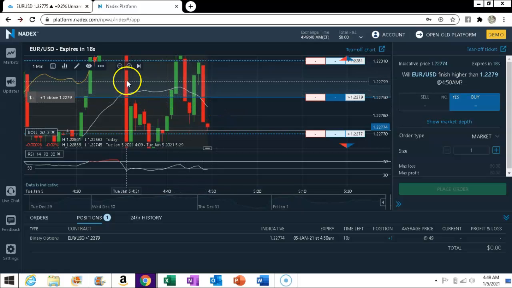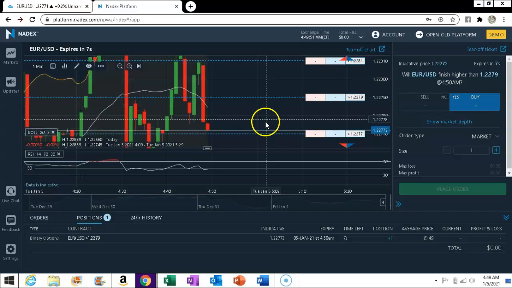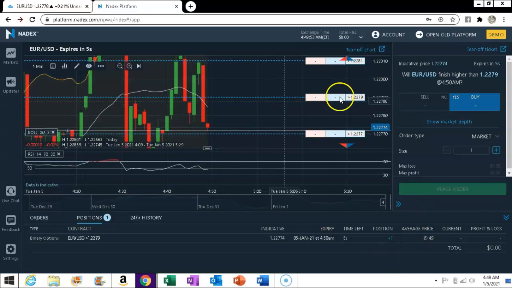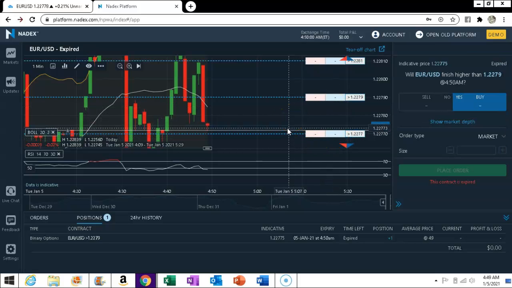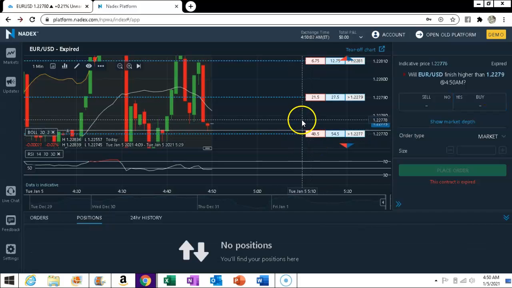So at around 30 seconds and below, you're stuck in the trade. You can't get out, because all of the options are closed off to you. So it's best that when you take a trade, you call it correctly.